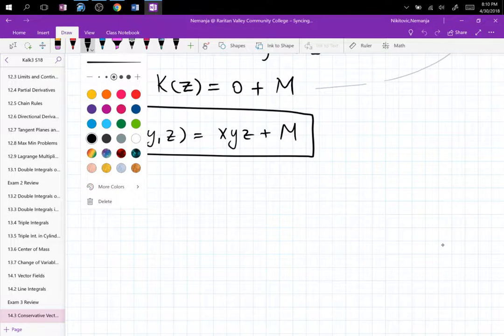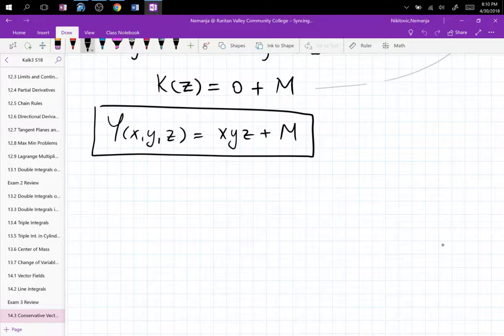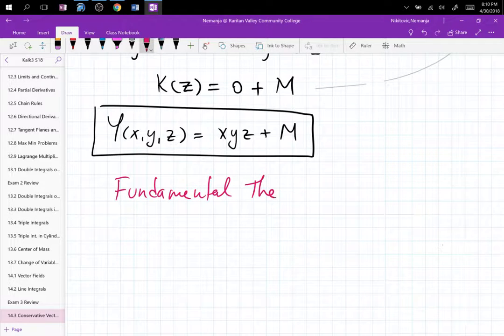So now we are going to jump and learn something similar, and believe it or not, this is called the fundamental theorem of line integrals. All right, so very important, right? Fundamental theorem for line integrals.